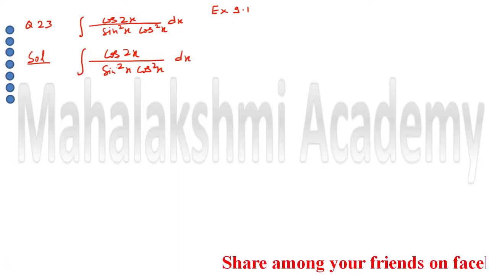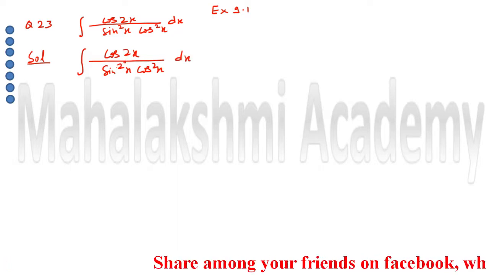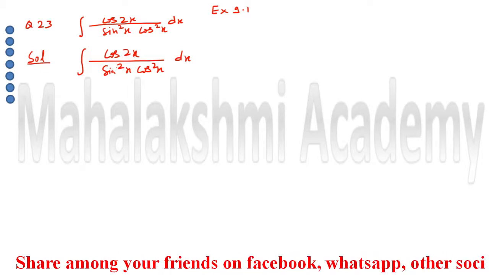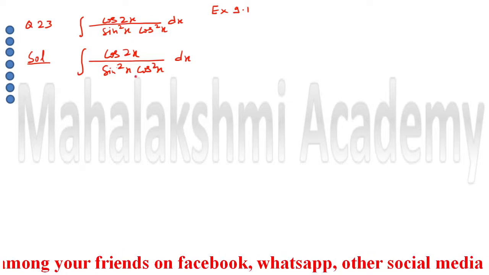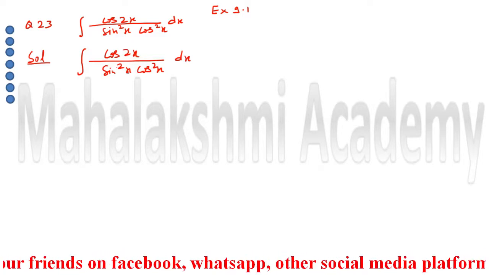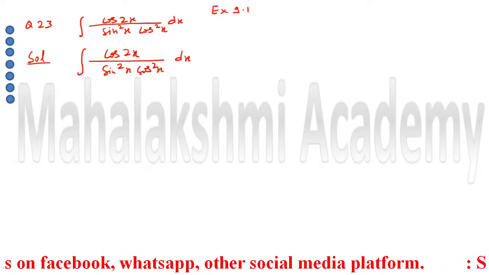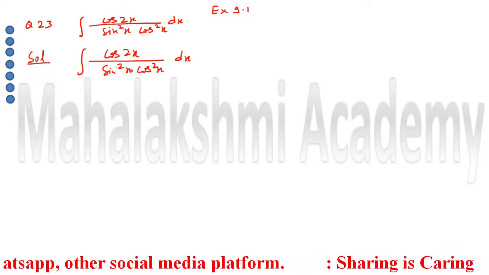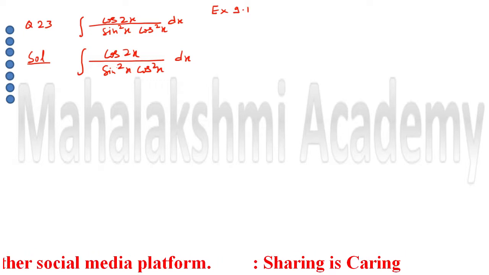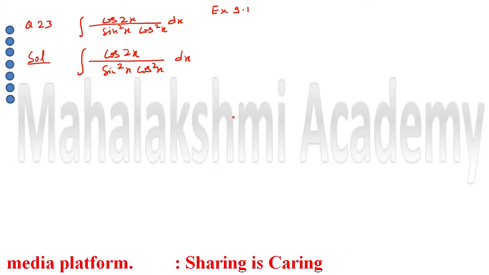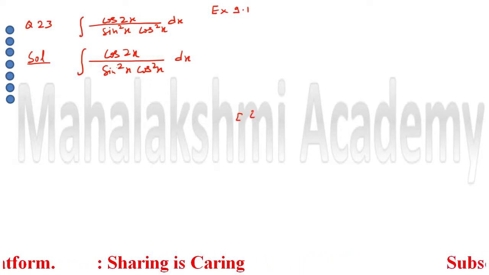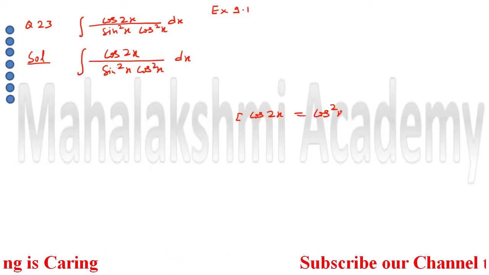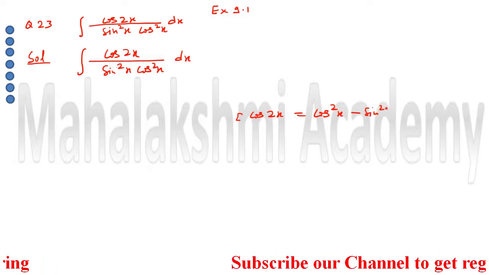So here students, this cos 2x I am going to replace by a formula, and here we have sin square x and cos square x. You see the angles: here 2x but here we have only x. In that kind of situation we can't directly integrate until the angles are the same. So to make the angles the same, I am going to use the formula of cos 2x, which is cos square x minus sin square x.